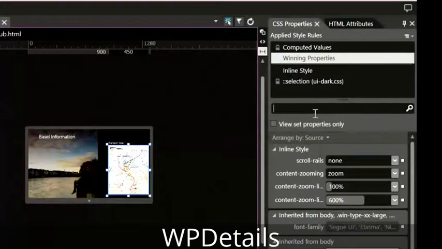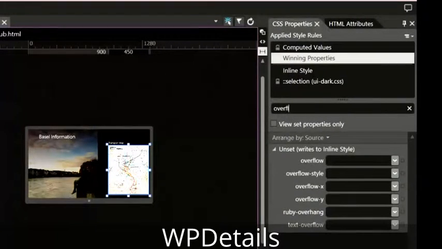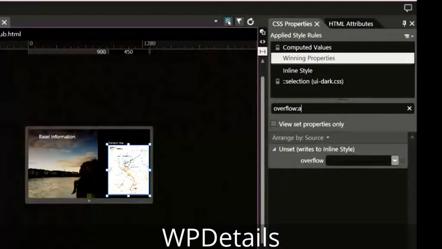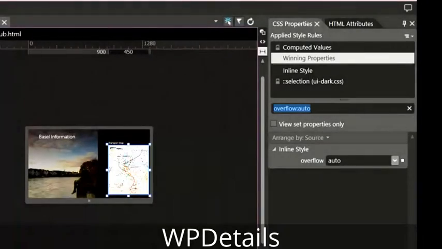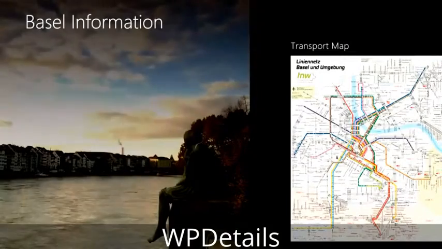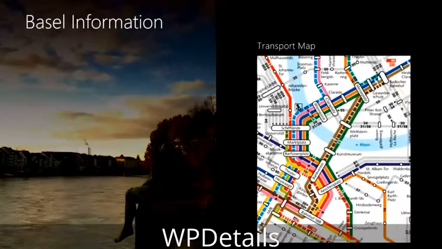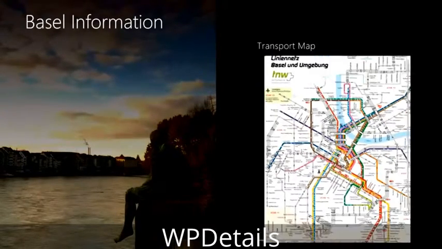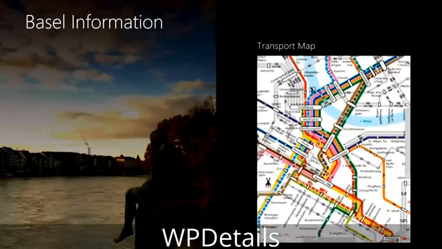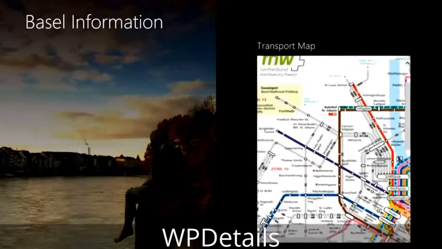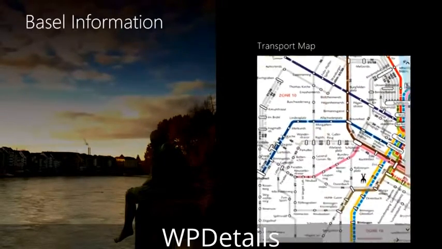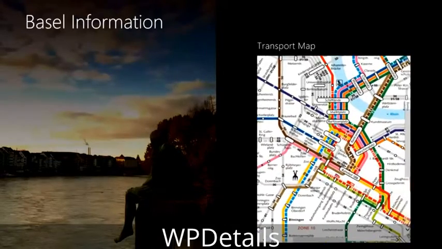And I'll want to set a property called overflow. So I can type overflow, and it shows me the property below it. And actually, I can press auto, and press enter, and it will automatically populate those properties for me. And now I've got the transport map. But because I've added those CSS properties, it's now zoomable. So I can zoom around this with pinch to zoom. And just by applying a CSS property to the element, which is really nice.